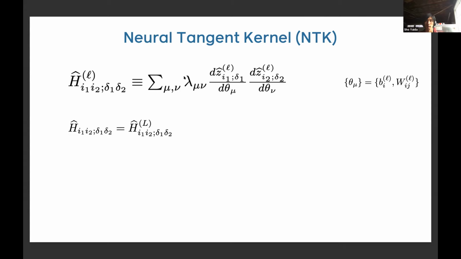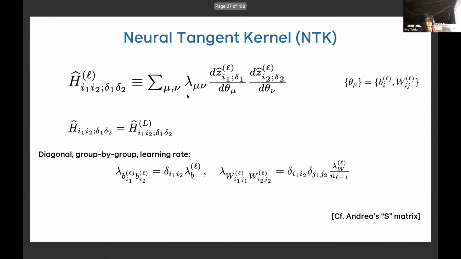Just to remind you, if lambda mu nu was a Kronecker delta, as is often done, then that would be just vanilla gradient descent. If you take this object at the capital L layer, then that would be the NTK that went into the previous slide's dynamical equation. Now let me put more structure into this abstract object lambda mu nu.